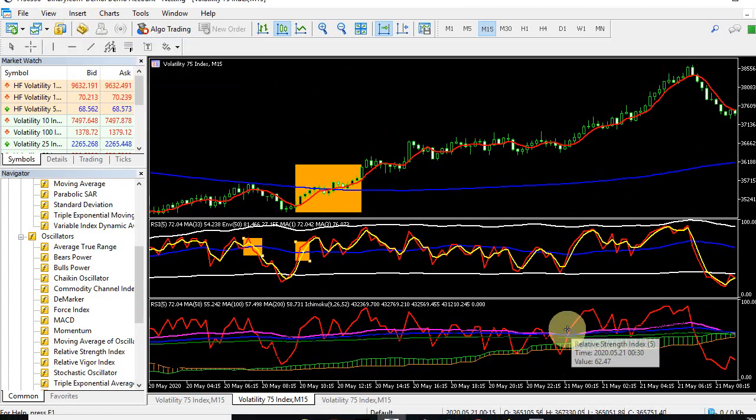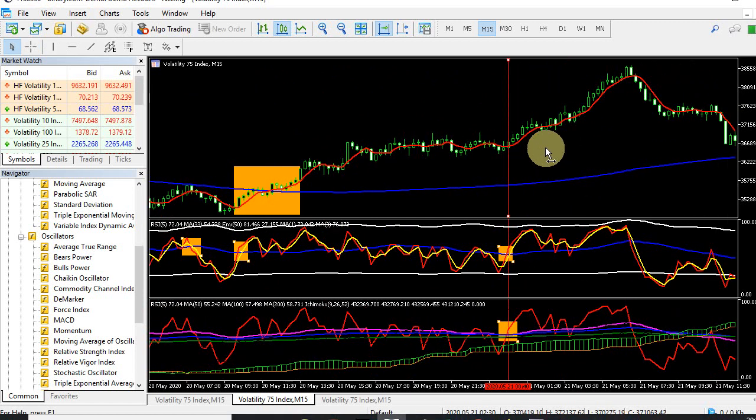This is a good place to buy. And look at the indicator window 1. It's also a good place to buy. So that's that about this strategy, Beanfx Volatility Index 75 Scalper.